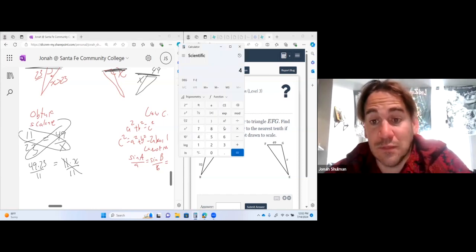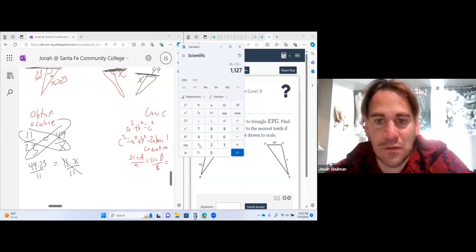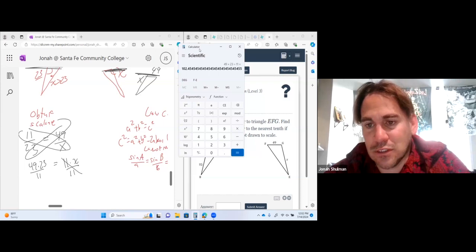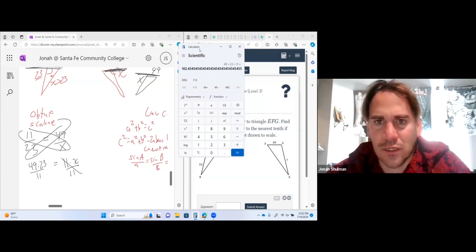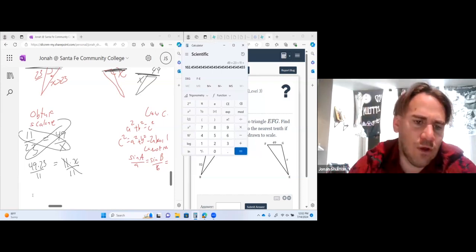All right, I hope that was useful. I hope you like these different methods. I'm trying to show you as many as I can, especially with these shapes. I like geometry a lot. I'm sure you got the picture. We want it to the nearest 10th. Okay, so 102.45.